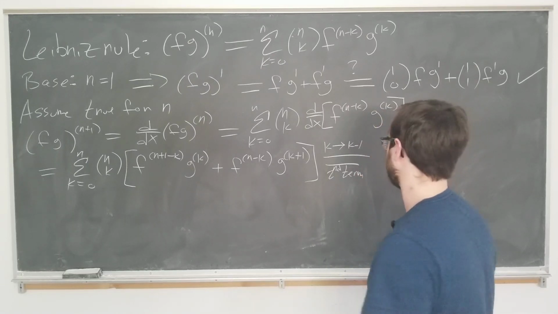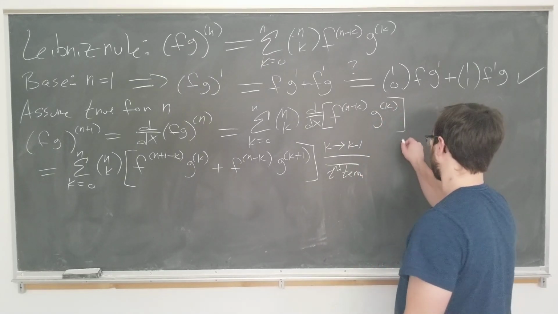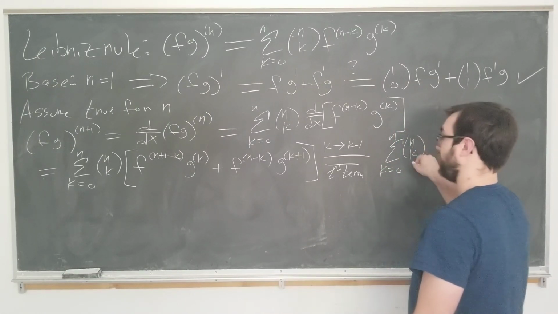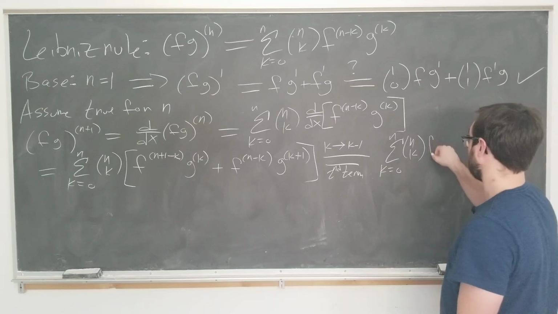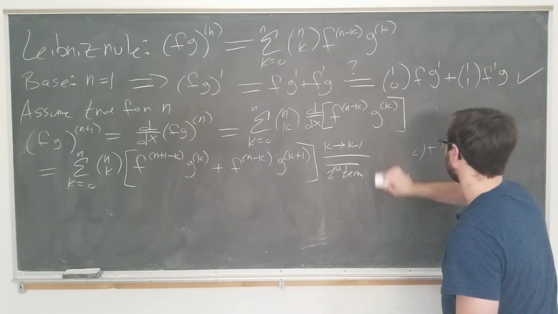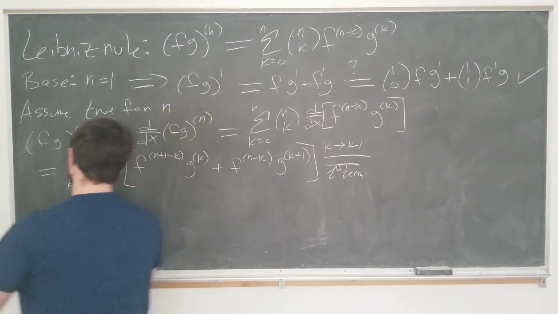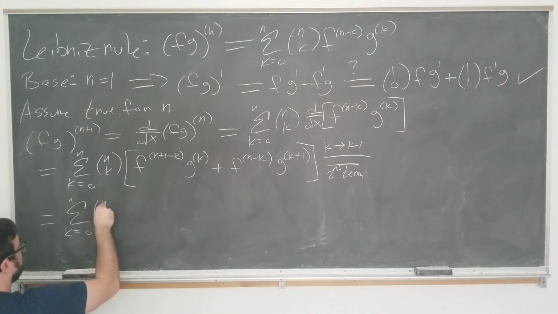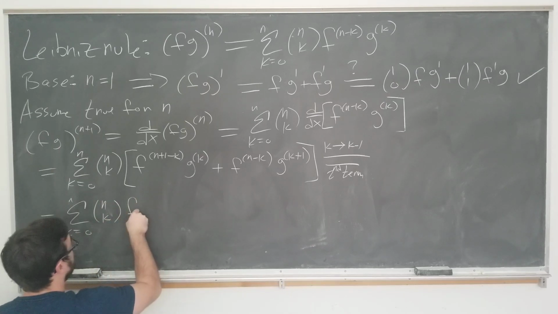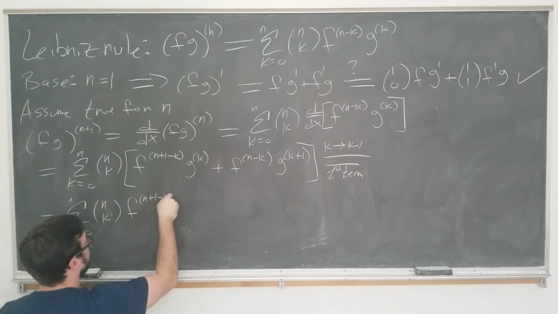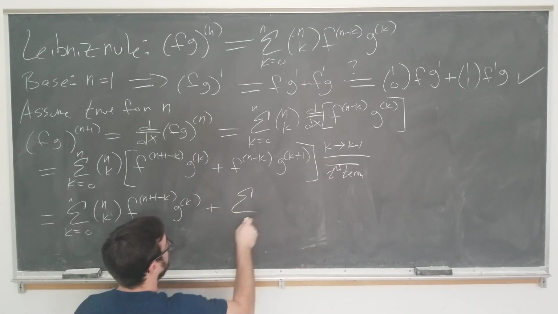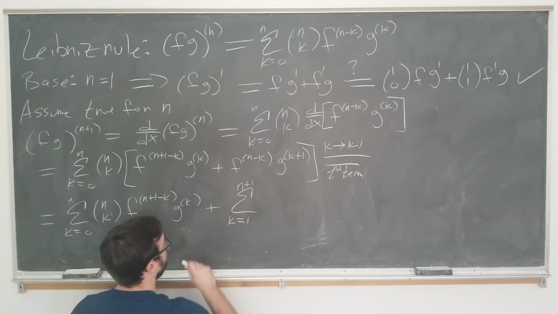When we do this, it becomes the following. k going from 0 to n, n choose k. This one's the same. Okay. k equals 0 to n, n choose k. First term is the same: n plus 1 minus k, g of k. Plus, when we do this, we have this one starting at 1, going to n plus 1.